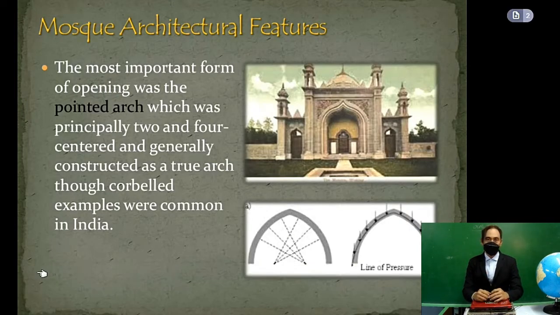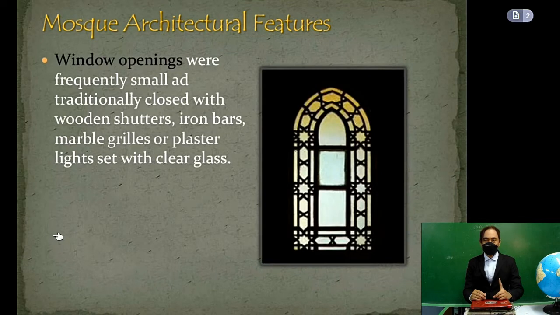The mosque architectural features. The most important form of opening was the pointed arch, which was principally two and four centered and generally constructed as a true arch, though corbelled examples were common in India. Did you notice, guys, that the Taj Mahal employed the pointed arch? So here is how it is constructed. The window openings were frequently small, traditionally closed with wooden shutters, iron bars, marble grills, or plaster lights set with clear glass.